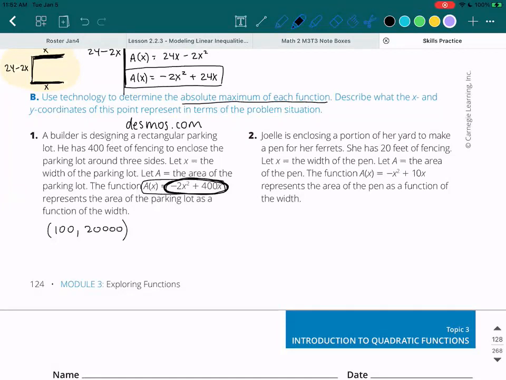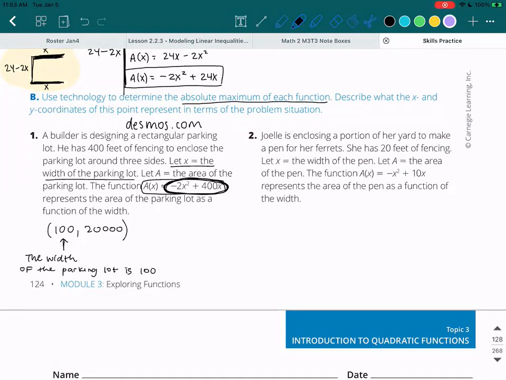120,000. Okay. So we've determined the absolute maximum of this function. Now we need to describe what the x and y coordinates of this point represent in terms of the problem situation. Okay, so the x value is the 100. And they actually told us what x is. Let x equal the width of the parking lot. So the width of the parking lot is 100. Okay, so that's what the x represents. They told us what it represents.